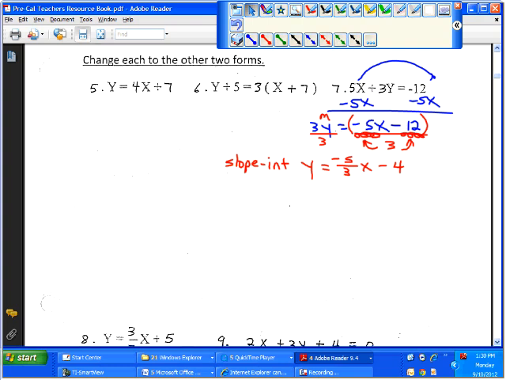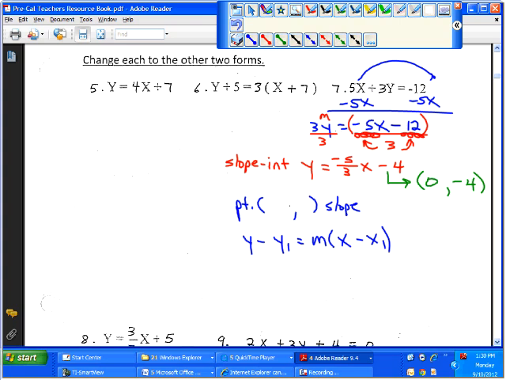Now, to put it in point slope, we have to plug in a point and the slope. It's the only way to get it in point slope. So do we have a point now? Yes. In slope-intercept form, the negative 4 is the y-intercept, which is the value of y when x is 0. And so from slope-intercept form, we have the point 0, negative 4, and the slope, negative 5/3, right?